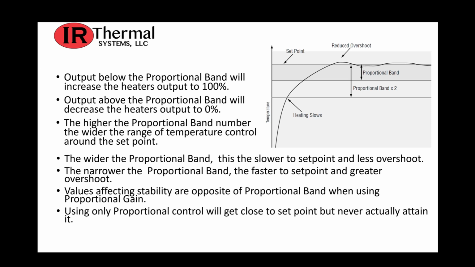So values affecting stability are opposite of proportional band when using proportional gain. Using only proportional control will get close to the set point, but never actually attain it. So you're actually always getting closer, trying to get your temperature to perform in a certain way. It's similar to a thermostat in your house. Your air conditioning switches on and off and kind of cycles around the temperature set point.